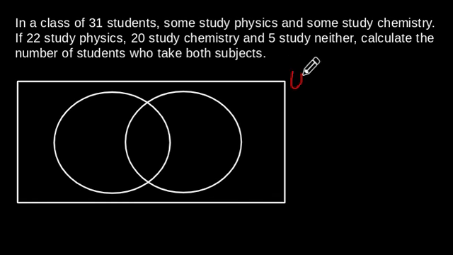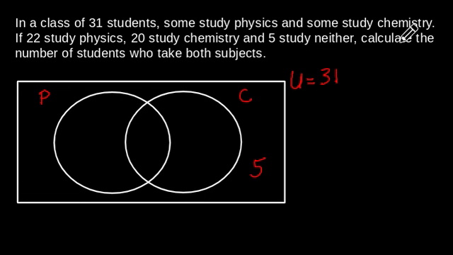This is the universal set U, and in this universal set we have the total number of students in question, which is 31. Okay, some study physics, some study chemistry. So let this circle right here be the set of students who study physics, and this other circle right here be the set of students who study chemistry. 5 study neither. So these 5 students will be outside the two sets because they do not study physics nor chemistry.